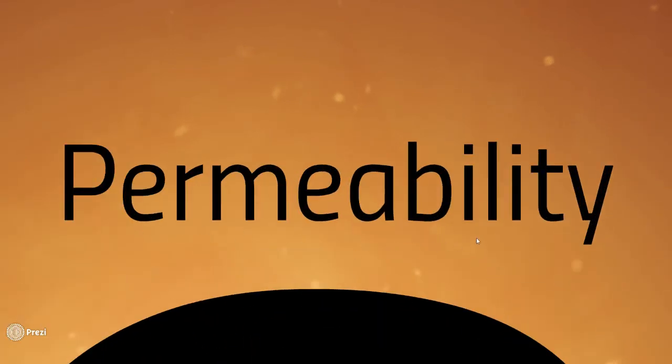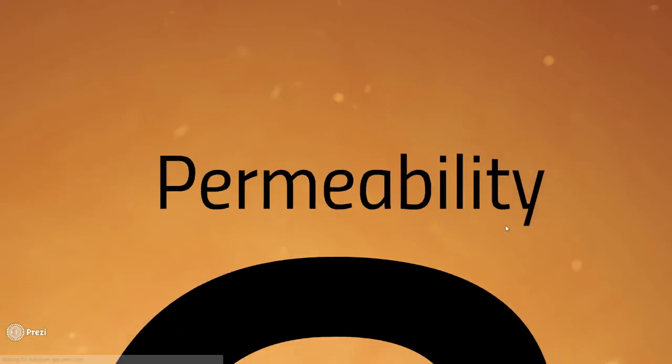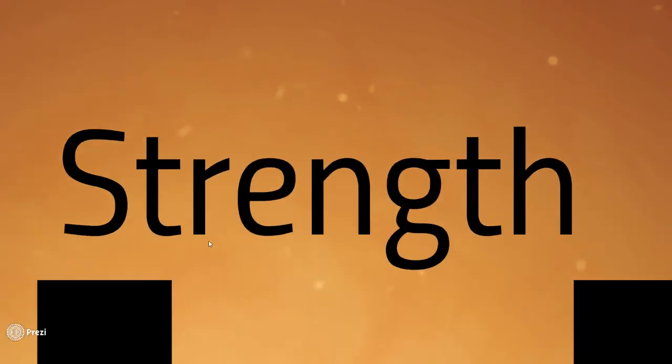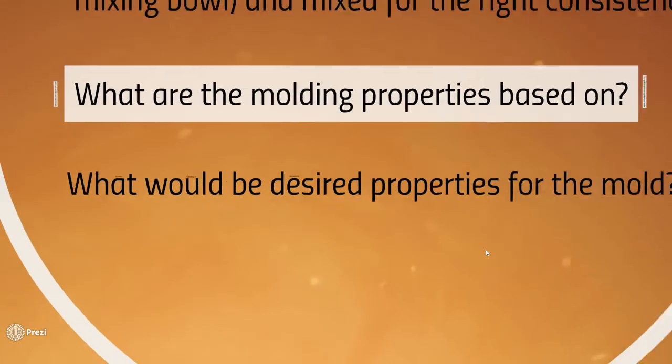The next, same thing as we talked about before, we want it to be permeable so that those gases can escape. It's very important so that your product doesn't have these voids and things that can weaken it. And then, of course, you want it to be strong. You want it to stay together and hold together during the whole entire process.